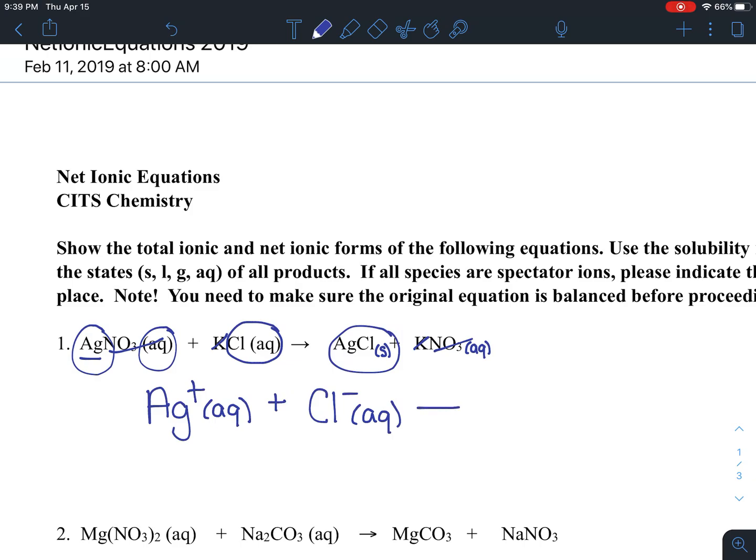So now we are going to put the arrow to indicate that a reaction is occurring, and then we write down the solid, AgCl solid. And that's the net ionic equation. And it is balanced. We have one silver ion and silver in solid form, and then one chloride ion and one chloride in solid form. And that's all we have to do.